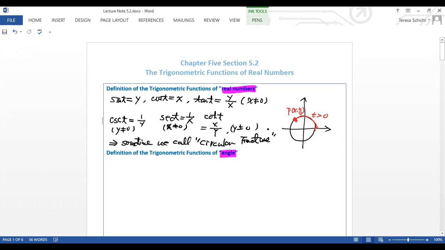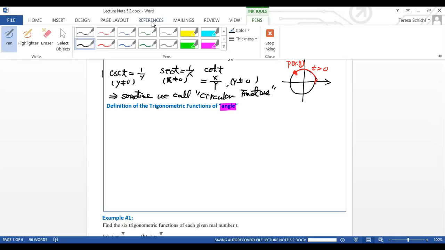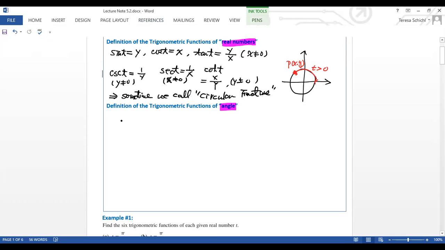Some of you, when you were in high school, in geometry, at the end of geometry they start to introduce the trig functions. Of course, at the geometry level, they just give you the basic definitions of the trig functions. So that's why we say the trig function based on the angles. If you still remember, this is the right angle, and this angle here is theta.